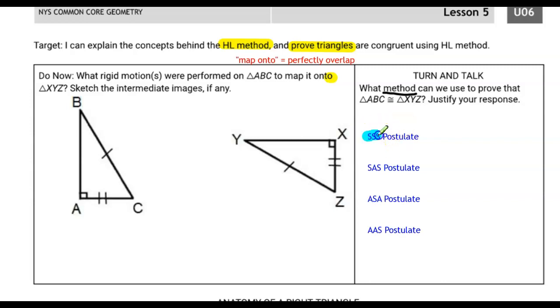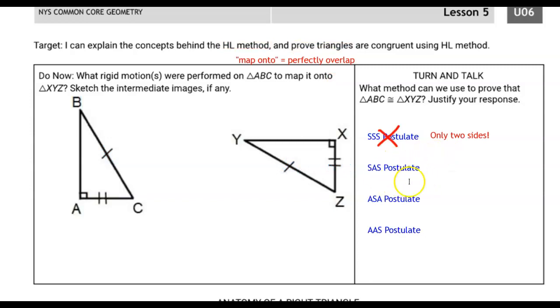For example, the SSS postulate requires you to know that all 3 sides of the triangles, or all 3 pairs of sides, I should say, are congruent to each other. I know that this side is congruent to this side, right, because it's got 1 hash mark. This side is congruent to this side, but I don't know anything about this 3rd side, or these 3rd pair of sides. So I can't use the SSS postulate, unfortunately.